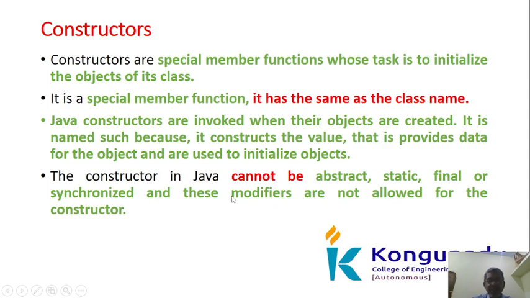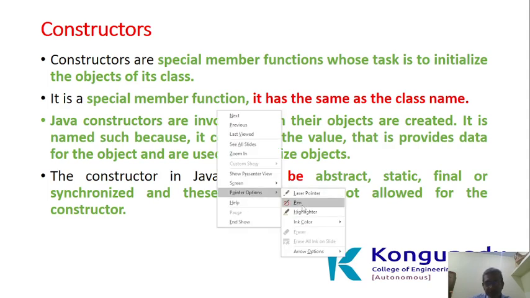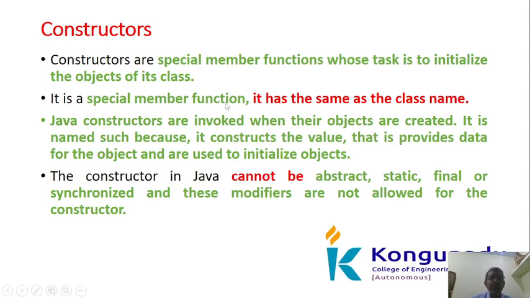Before that, let us see some basics. A constructor is a special member function whose task is to initialize the object of its class. It has the same name as the class name. Keep in mind, the constructor name and the class name should be the same. This is the main thing. And Java constructors are invoked when the objects are created.